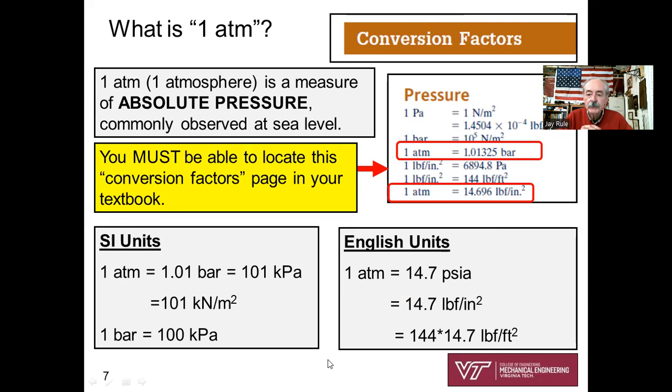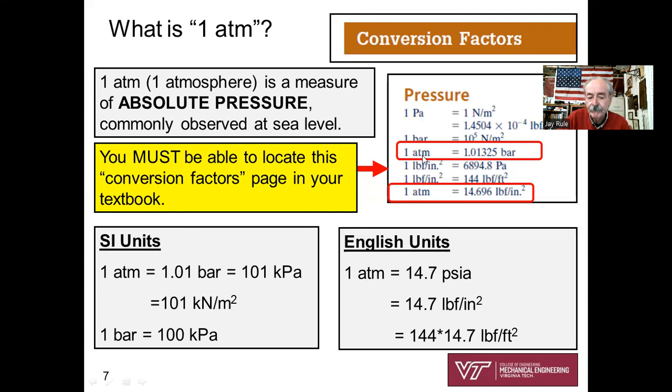Another keyword you're going to see in homework problems is 1 atmosphere, 1 ATM. Recognize immediately that 1 atmosphere is a measure of absolute pressure of a gas contained in a piston cylinder, and it is commonly observed at sea level. I want you to be able to find in your book the single page of conversion factors. I've clipped out the little table of pressures, and you can see that 1 ATM is 1.01 bars. If you dive down, you'll see that a bar is 100 kPa.